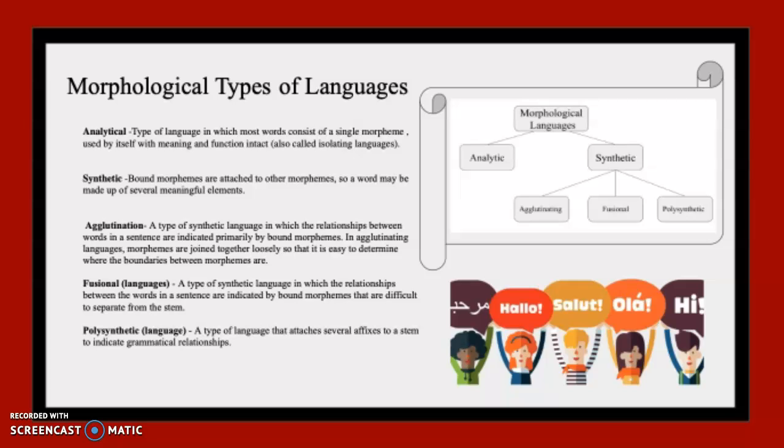Synthetic languages, on the other hand, consist of bound morphemes attached to other morphemes. This means that a word may have several moving parts, and not all of those parts can stand independently. A great example of a synthetic language would be German, which is famous for squishing several words together to form one Uber word. Not only are compound words extremely common in German, but they also have conjugations and declensions to further complicate things. Under synthetic languages, looking back to the tree, we have agglutinating, fusional, and polysynthetic languages.